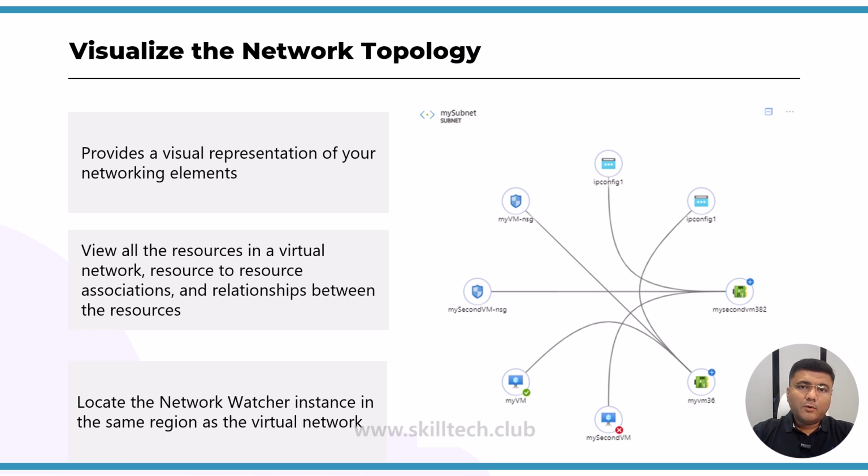Next, an important thing is the topology of your Azure Virtual Network. This is a very important feature when you have a complex configuration on your virtual network. It's going to provide a visual representation of your network elements. It also shows how the traffic flows are connected, and this is basically a map. Just like using Google Maps or any other map, you can click on a particular object, zoom in, and get more details about it. It gives you a view of all the resources in a virtual network, along with the relationships between the resources, and you can locate the Network Watcher instance in the same region as the virtual network.